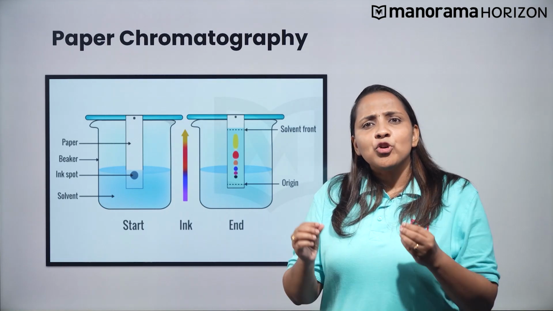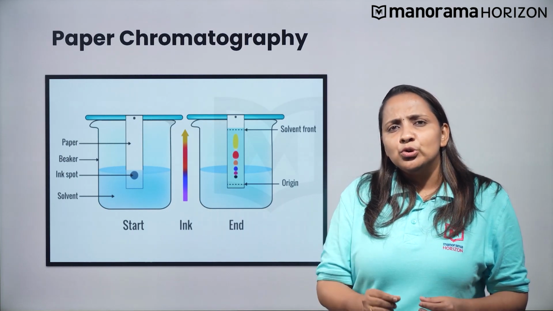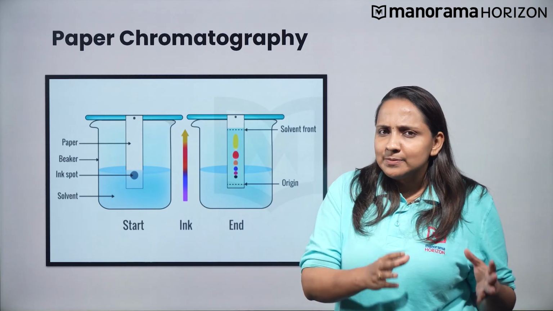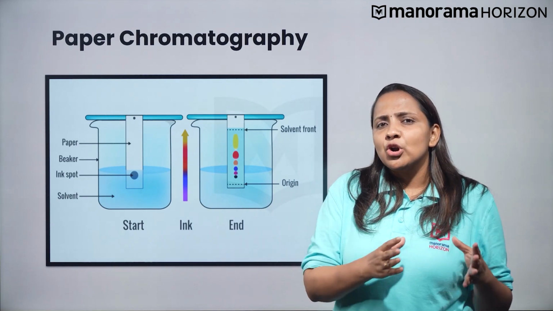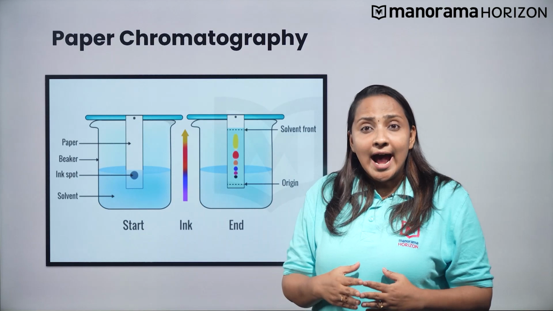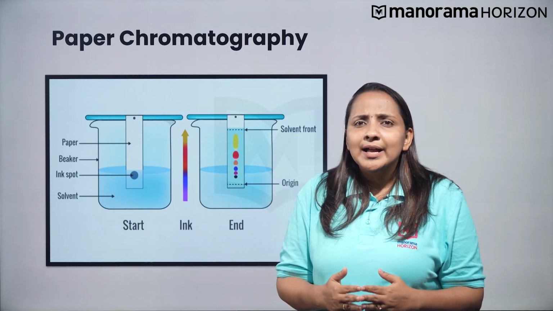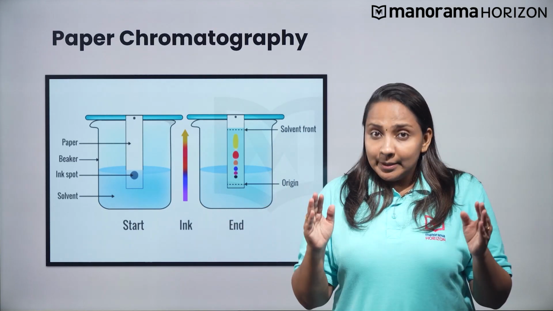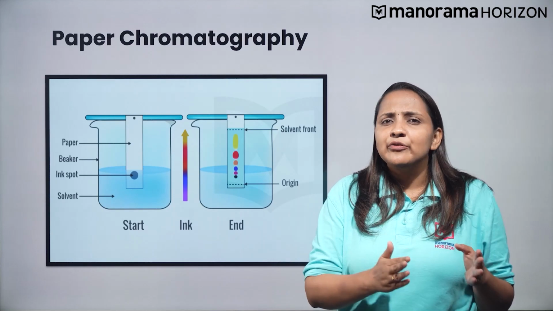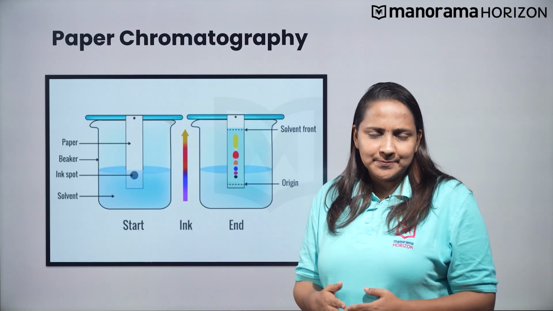A strip of chromatography paper spotted at the base with the solution of the mixture is suspended in a suitable solvent or a mixture of solvents. This solvent acts as the mobile phase. The solvent rises up the paper by capillary action and flows over the spot. The paper selectively retains different components according to their differing partition in the two phases.